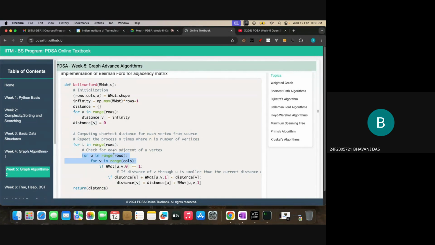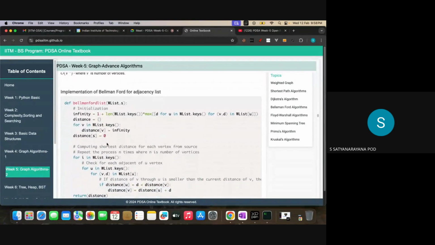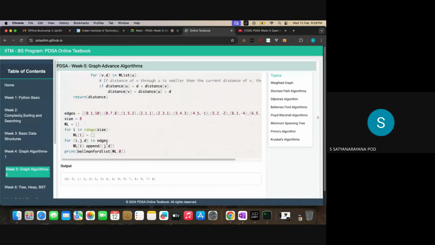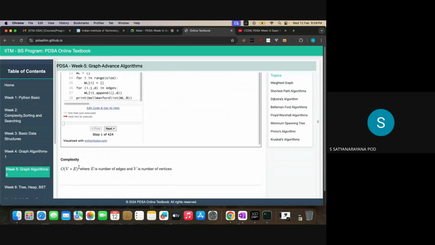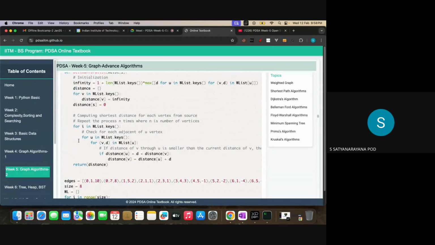Yes, sir. The outermost one is for edge relaxation, so one more n is added, so it is n cube. If it is an adjacency list, the complexity is reduced to V into E. V is the number of vertices, E is the number of edges. The outer one is the number of vertices, because they are taking the keys. But when you come to the inner one, they are taking edges.